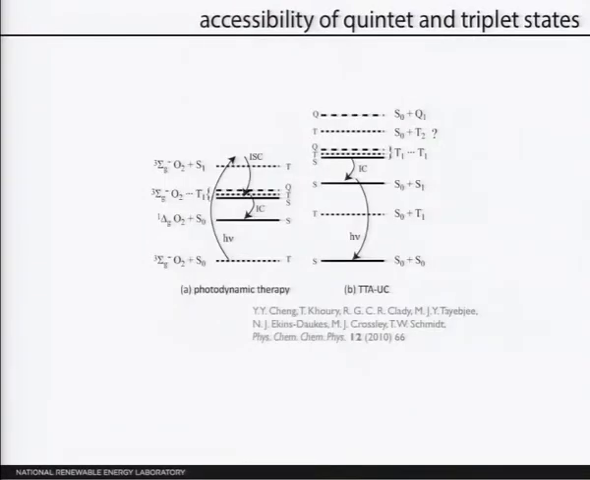But there's been some recent work by Professor Schmidt showing that experimentally, in these upconversion systems, we find that the efficiency is actually significantly larger. And if we think about something like photodynamic therapy, where a triplet chromophore reacts with triplet oxygen, we can produce singlet oxygen at very high quantum yields. And so maybe this is telling us something about the accessibility of these quintet and triplet encounter complexes.